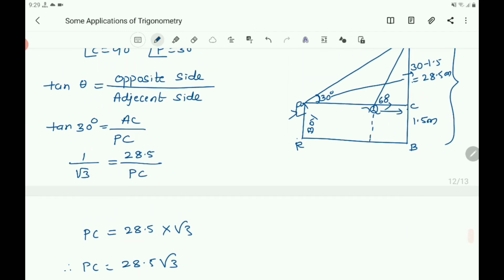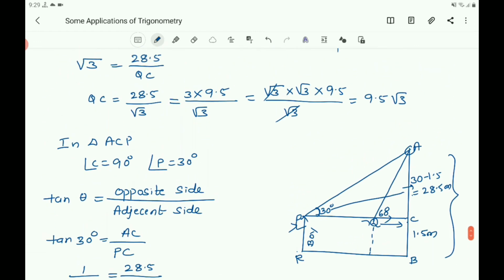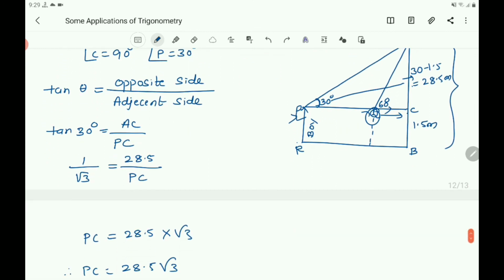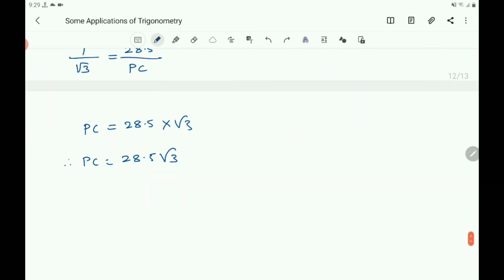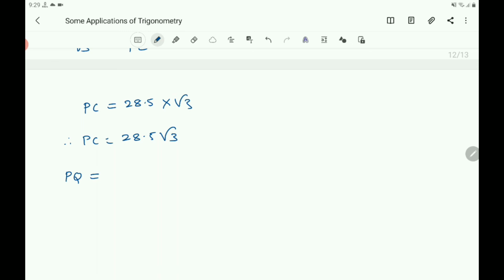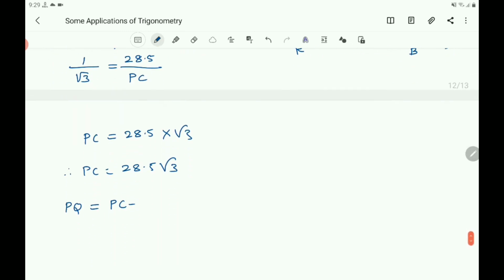Here you need the distance between P and Q, the distance between the original place and the final place when the boy walked from P to Q. Here his original position was here and he walks towards the building and reaches Q. So this is the position when he reaches Q. So we have to find the distance PQ, and PQ equals PC minus QC.